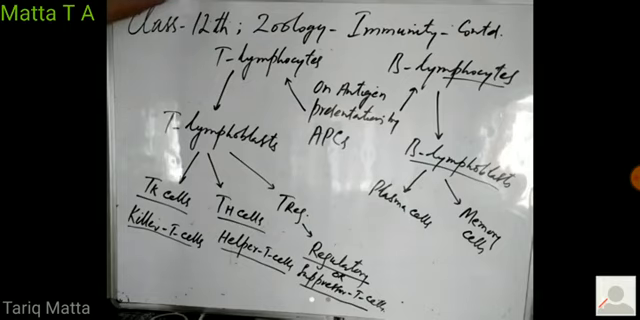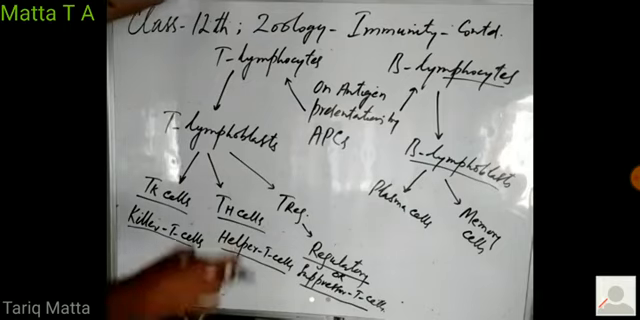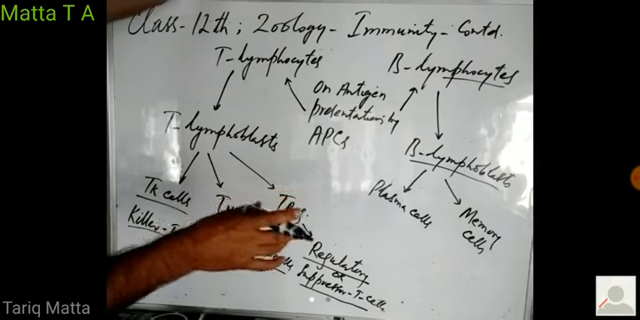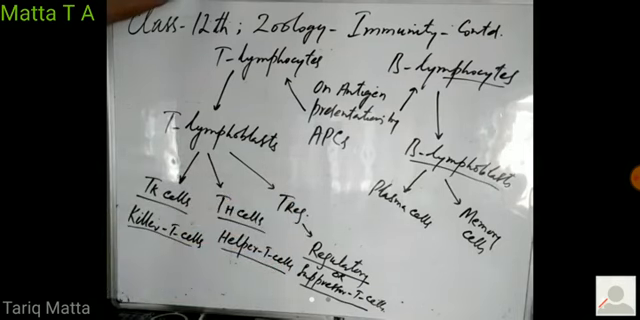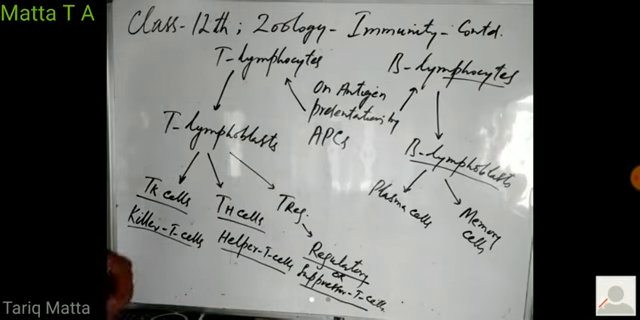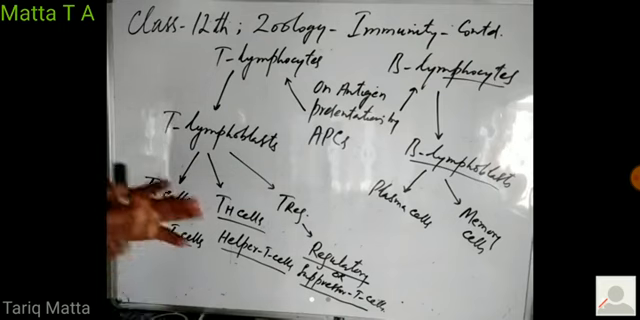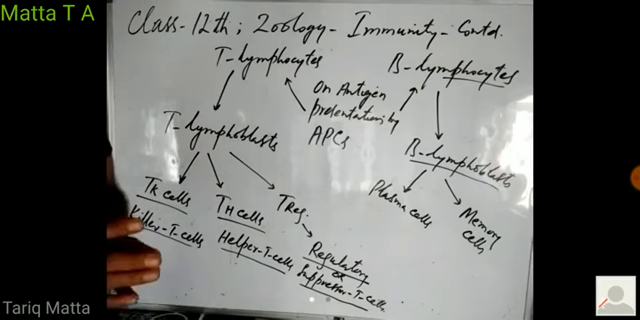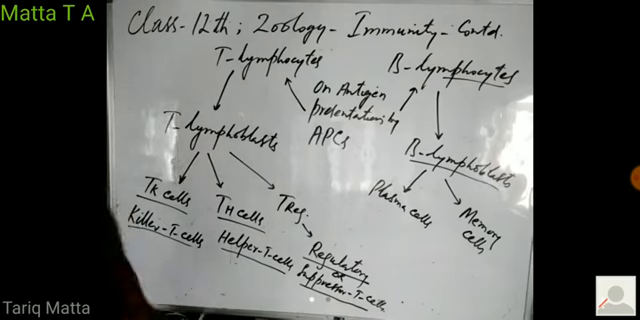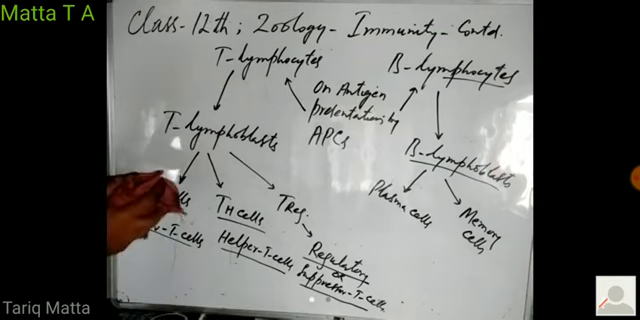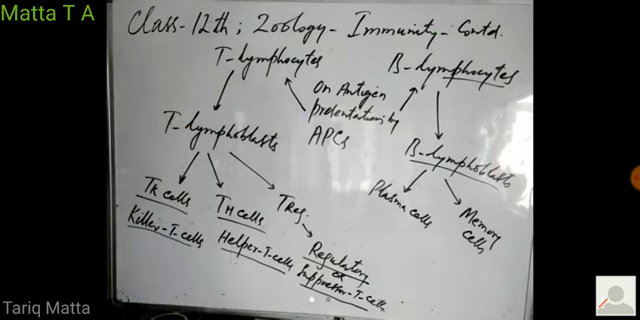So what is the role of these cells? These cells provide us adaptive or specific immunity. So how do they provide us adaptive immunity? Killer T cells, as the name indicates, kill the pathogens. Killer T cells are those lymphocytes which kill the pathogens. So how do they kill the pathogen? They kill the pathogens in three ways.